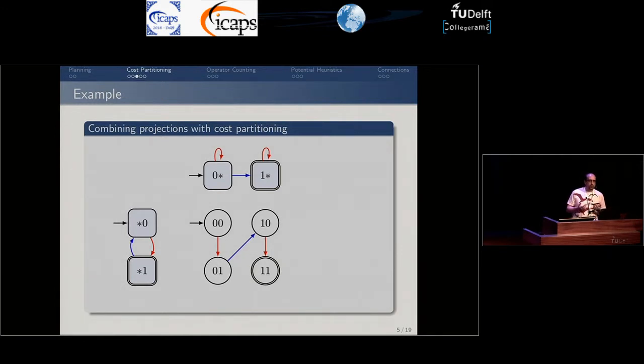So from each of them we get a heuristic estimate of 1, but we can't just add them up because that would be inadmissible. So cost partitioning allows us to split the cost of the blue operator so it's only counted in the top abstraction, and split the cost of the red operator so it's only counted in the left abstraction. And then we can add them up and get the heuristic value of 2.